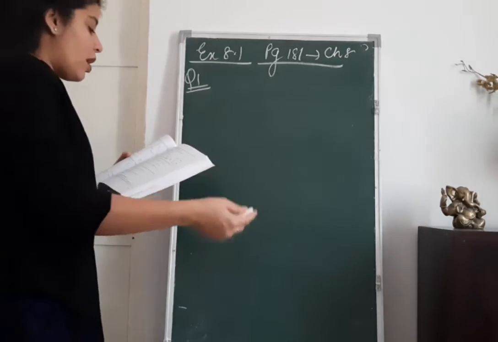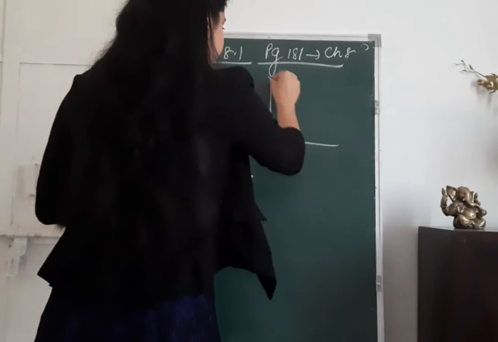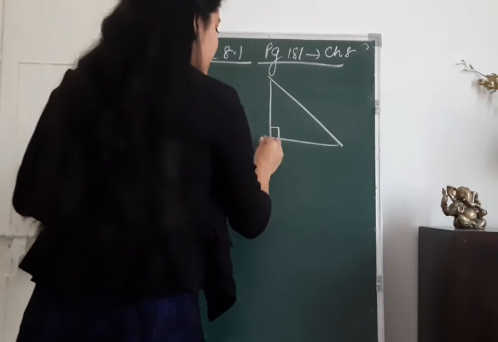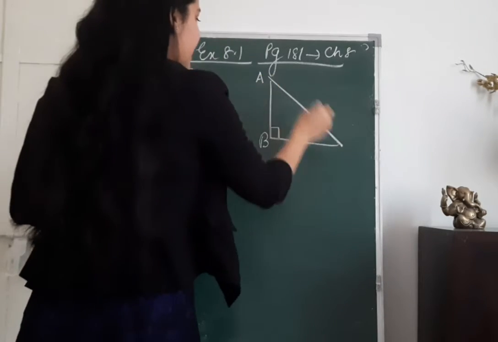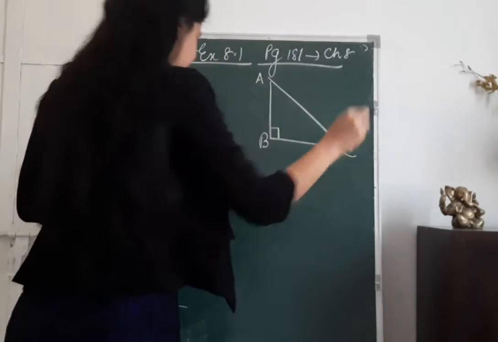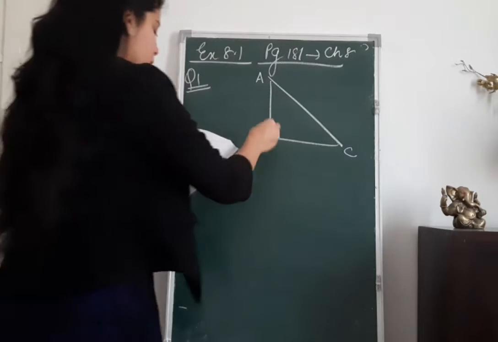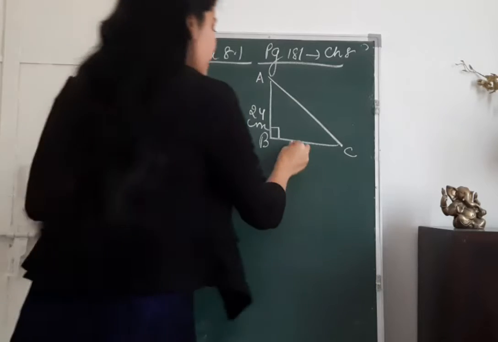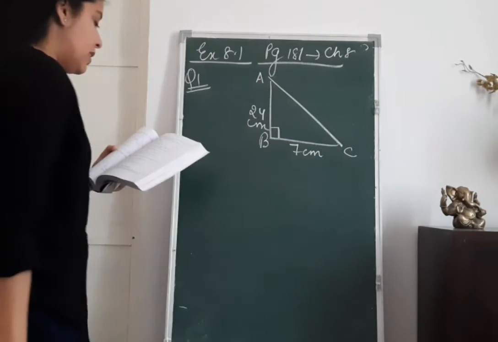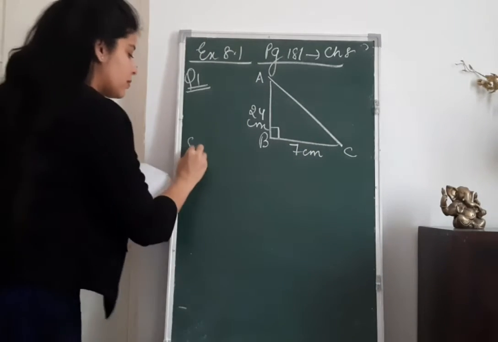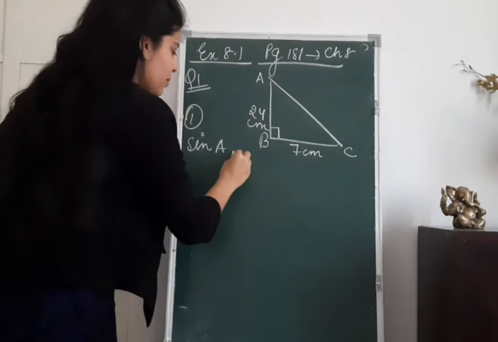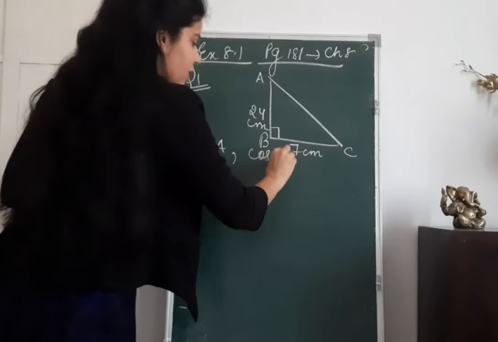So let us draw a right angled triangle ABC. Now they are saying that the triangle is right angled at B. So it is right angled here. This is A, B, C. Now AB is equals to 24 centimeter. BC is equals to 7 centimeter. And I need to find out sin A. The first part is asking me to find out sin A and cos A, right?